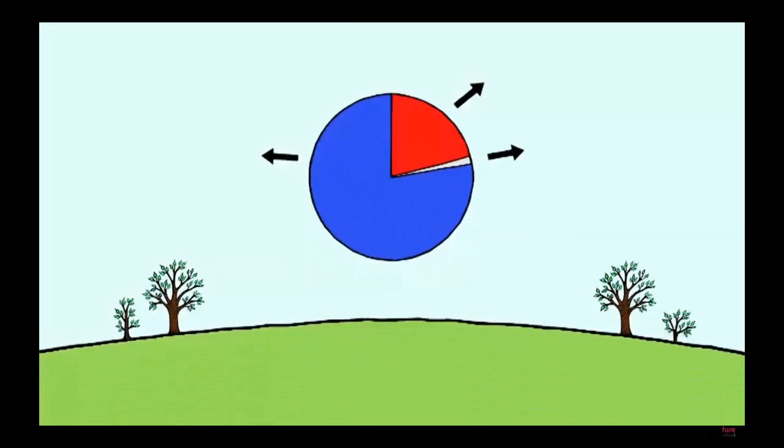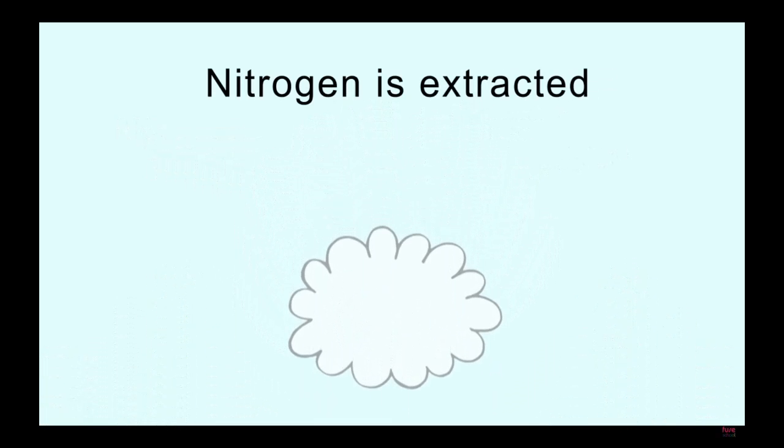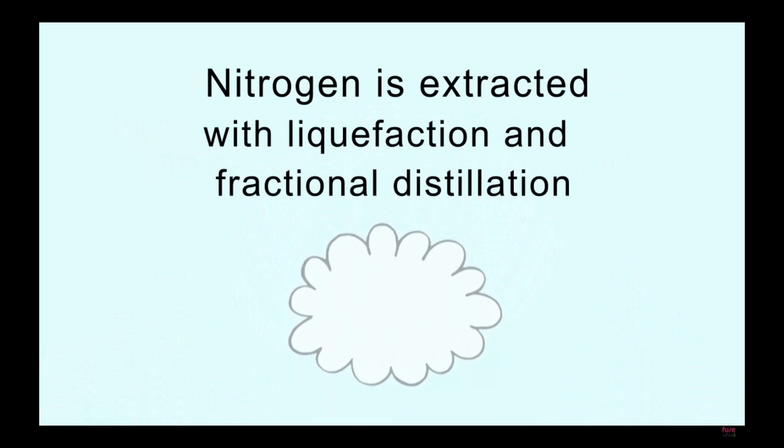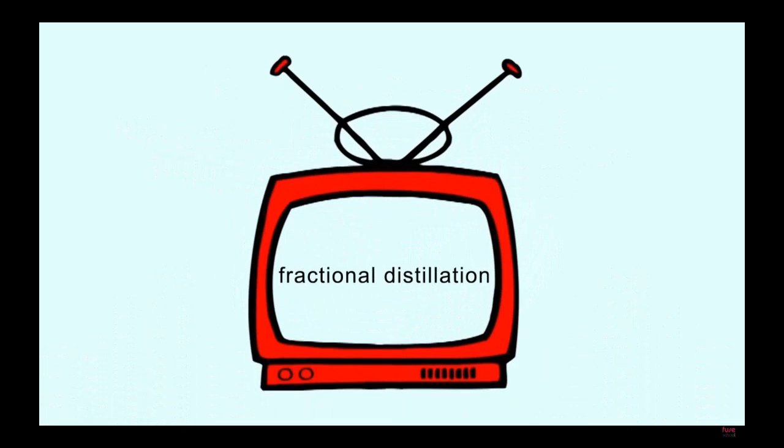Nitrogen makes up approximately 78% of the air around us. In this lesson, we will learn about nitrogen, its properties, and its real-life applications. Nitrogen is a colorless, odorless gas at standard ambient temperature and pressure. Nitrogen is extracted from air using liquefaction and fractional distillation. These processes are explained in another lesson.